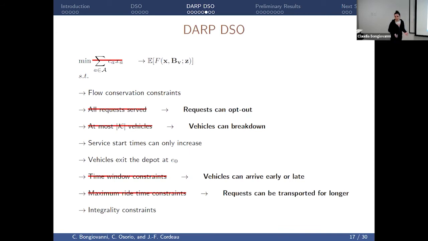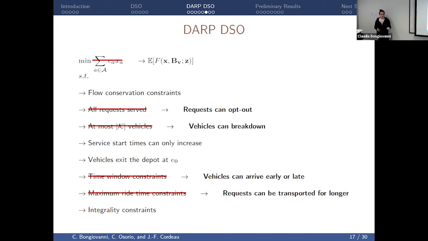Vehicles can break down during service, so we can have fewer than K vehicles. We may have K-1, K-2, or even fewer. And as I was mentioning, vehicles can arrive early or late, so we may have delays on the arcs. So the arc length can change.